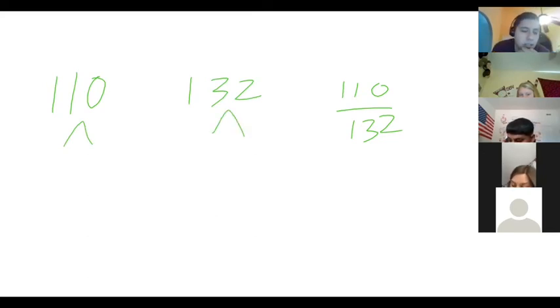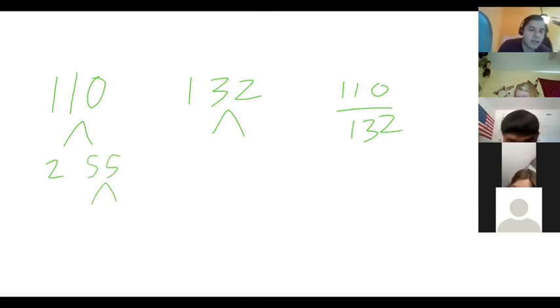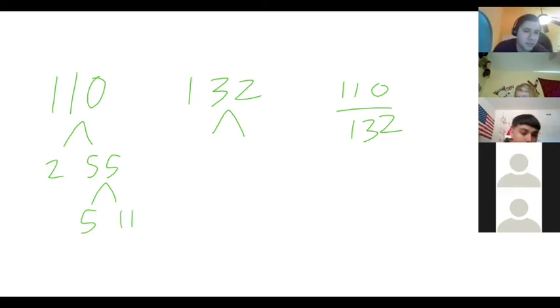So I always go by twos. We can divide 110 by 2, that would be 55, right? I can't divide that by 2 again, but I can divide it by 5 and 11. And that's it, because 2, 5, and 11 are prime numbers.